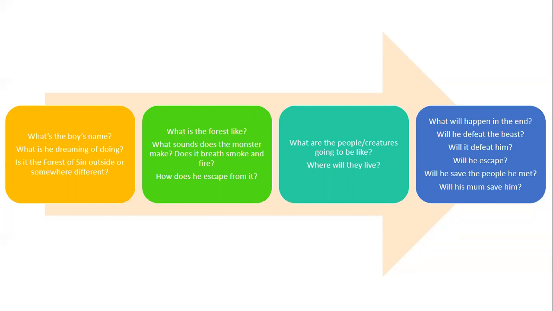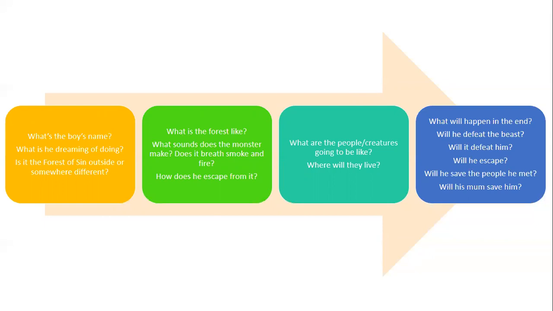Third paragraph, just really quick, have a think what those people and creatures are going to be like and where they're going to live. So they're like tiny sort of old-fashioned people in the Min Pins who live inside hollow trees. So what are your people going to be like, or creatures, and where will they live? Is it going to be something different? And then finally, the last bit is completely up to you. What's going to happen in the end? We've got this monster. Does he defeat the monster? Will it defeat him? Will he escape?